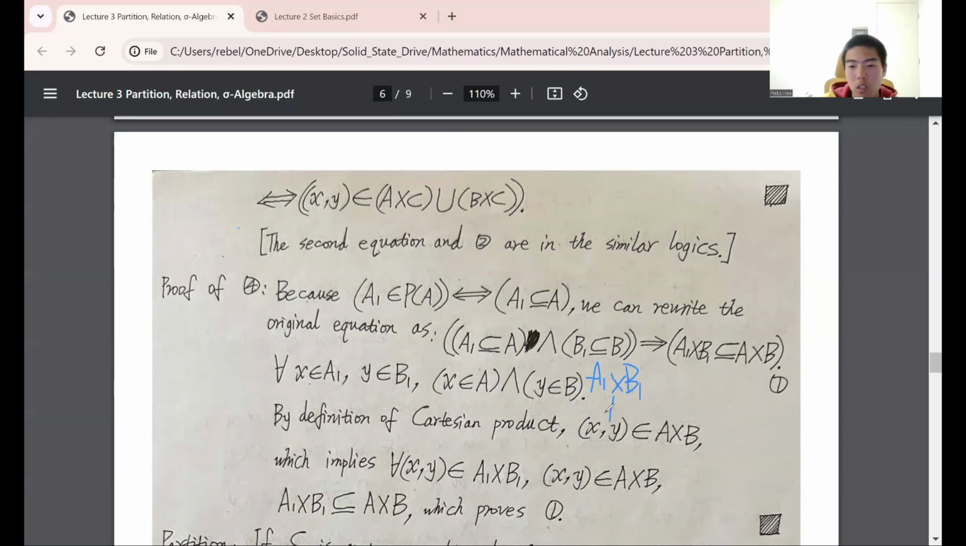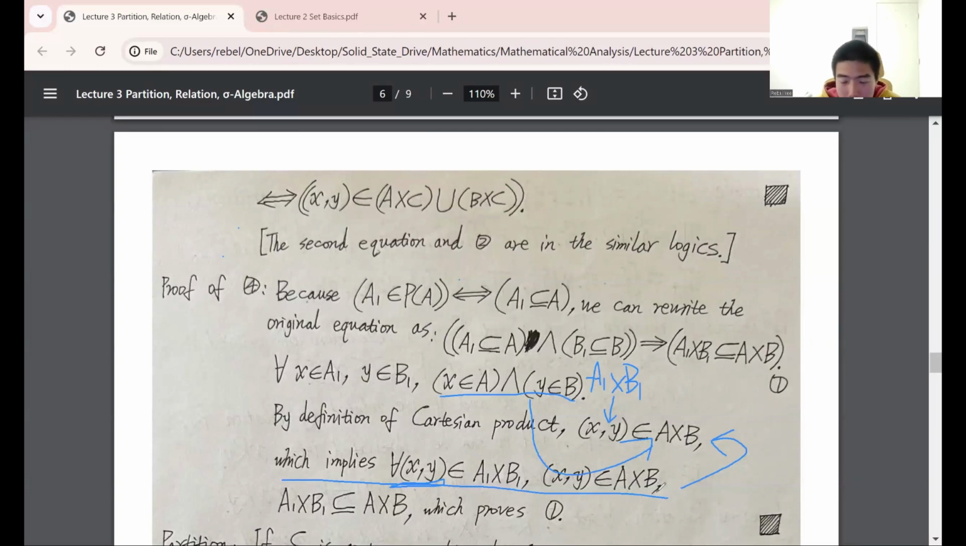then every element in it must have the form X and Y. And this one must be inside A and B. For this reason, we get this one, which implies for all X, Y ordered pair in A1 times B1, X, Y belongs to A times B. Yeah. So this is just a summary of what we conclude here.